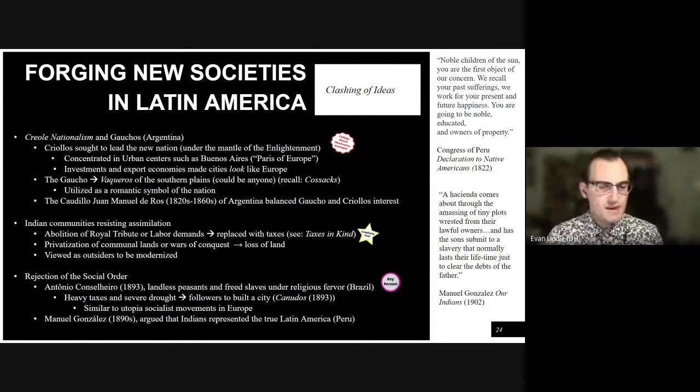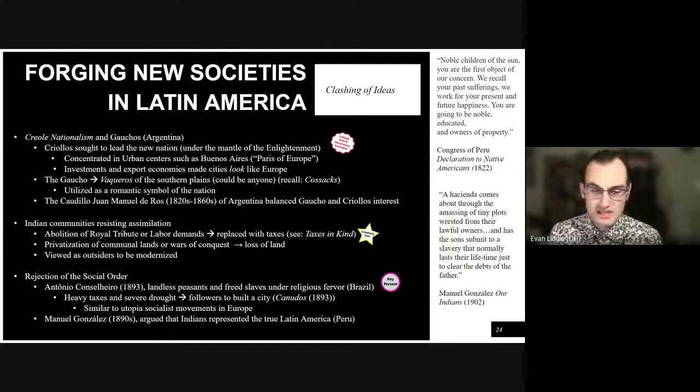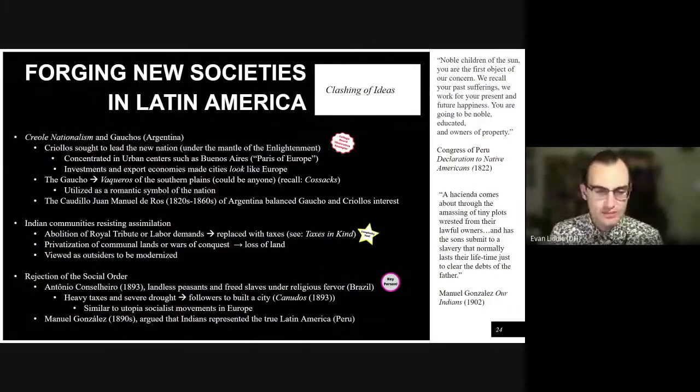The independence of Latin American countries did not necessarily mean good things for the Native American communities. Latin American countries abolished royal tribute or labor demands, so that would be like royal taxes or the mita system. They often just replaced it with heavier regular taxes. And whereas Native Americans might have paid their taxes in labor before, now they had to come up with some way to pay their taxes in silver versus paying taxes in kind. The idea is that you have to pay your taxes with one specific currency, which forces Native Americans to work within the economic system that is being created.